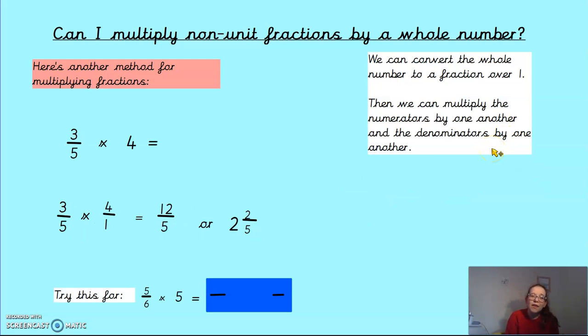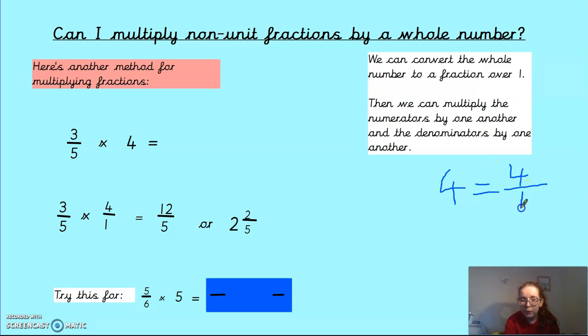Okay, here is another method for multiplying fractions. We can convert the whole number to a fraction over 1. And then we can multiply the numerators by one another and the denominators by one another. So, for example, I've got my 4 here, 3/5 times 4. 4 is exactly the same as 4 over 1. They're identical. They are equivalent. So 4 is equivalent to 4 over 1.